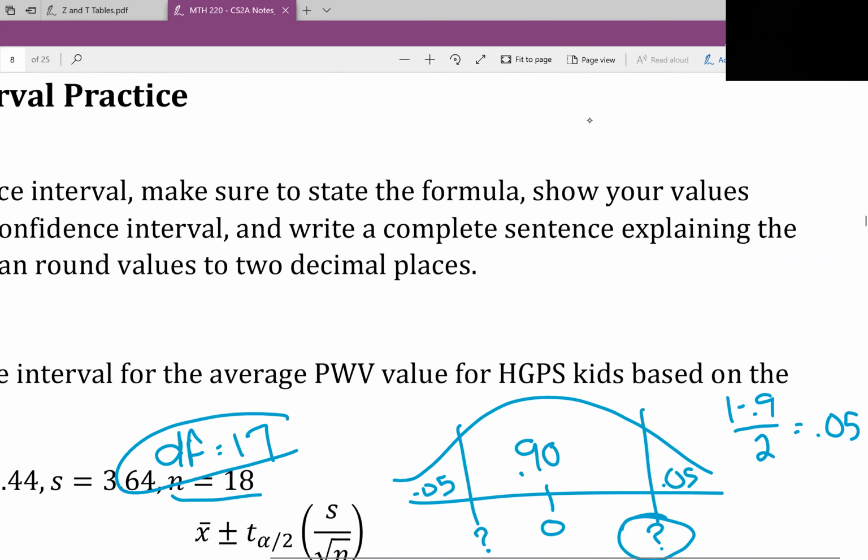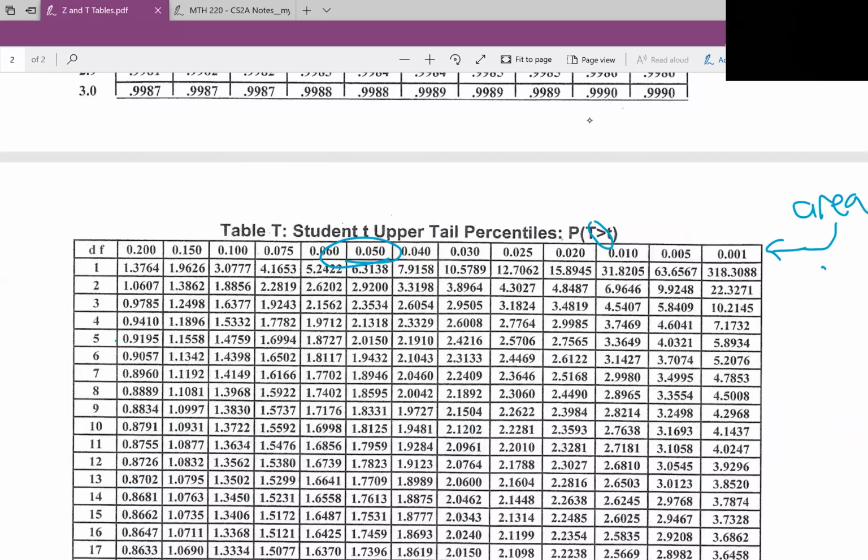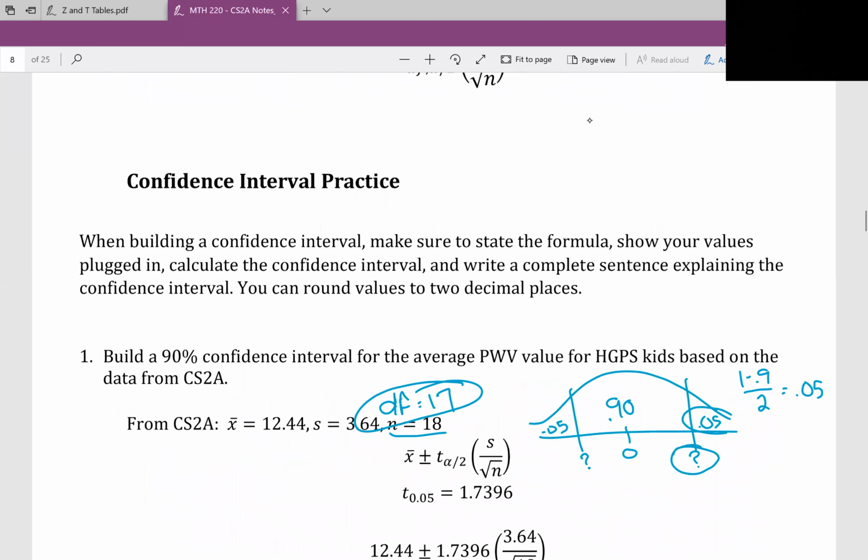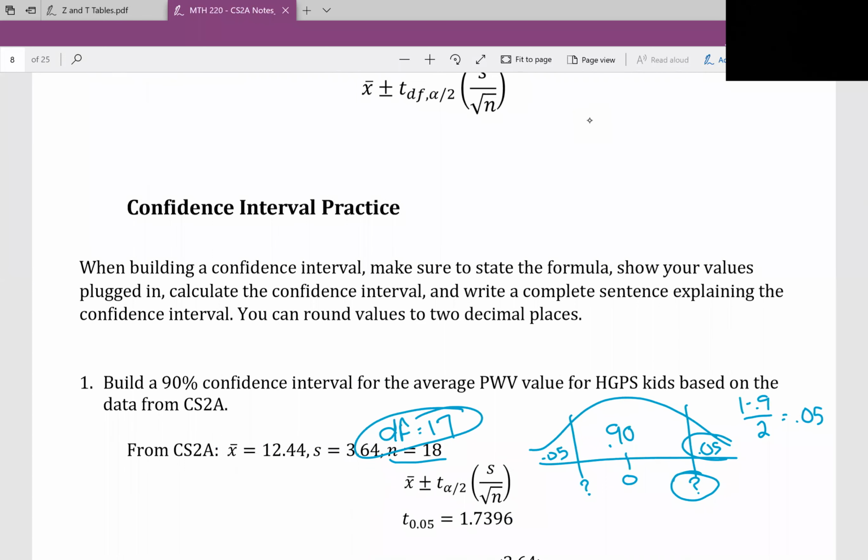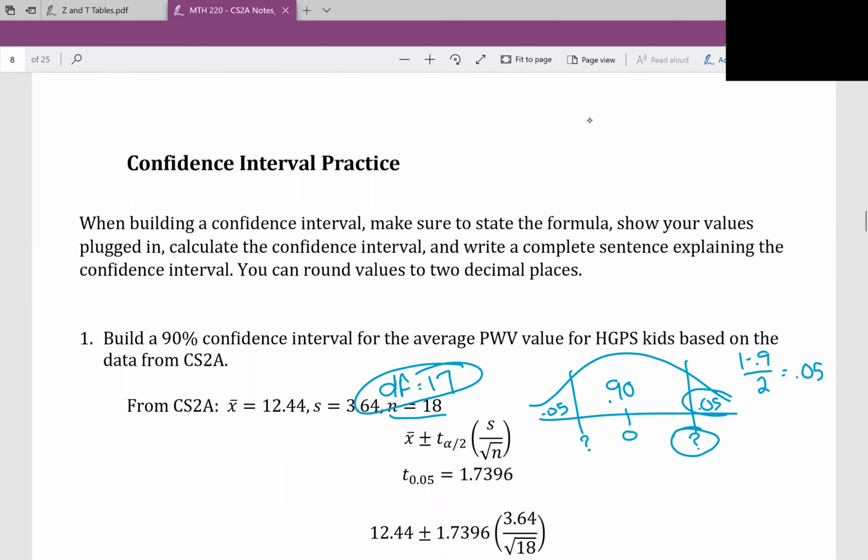We're using degrees of freedom 17, an area of 0.05. So here we are, degrees of freedom 17, area of 0.05. We go down to 1.7396, which, if you remember from the last video, is a similar problem to the one we left off at, okay? So we've got 1.7396. All right, so the next step is to just show all your values plugged into your formula.